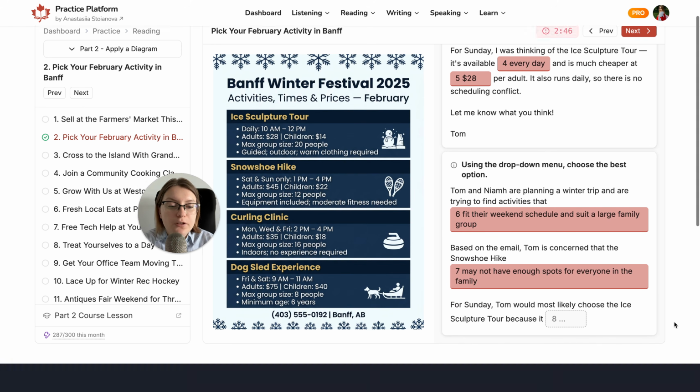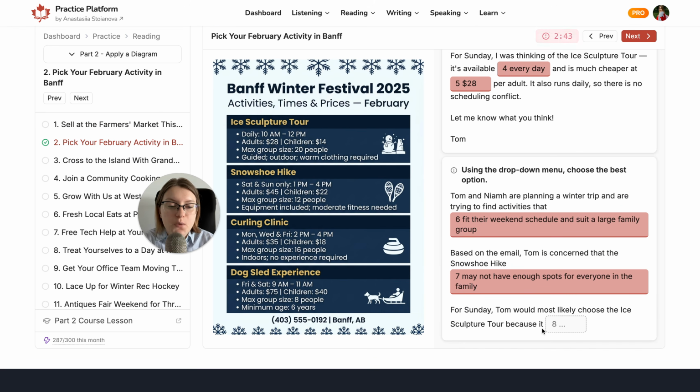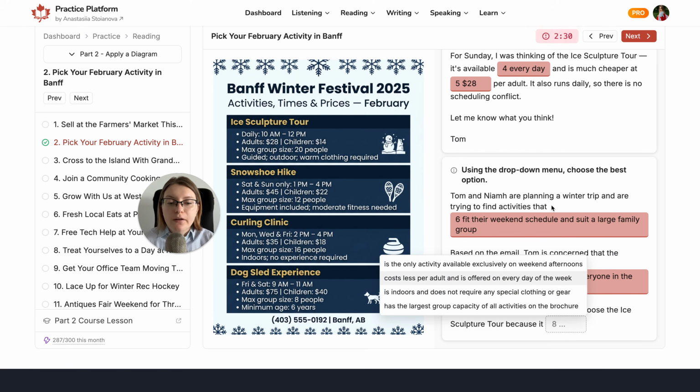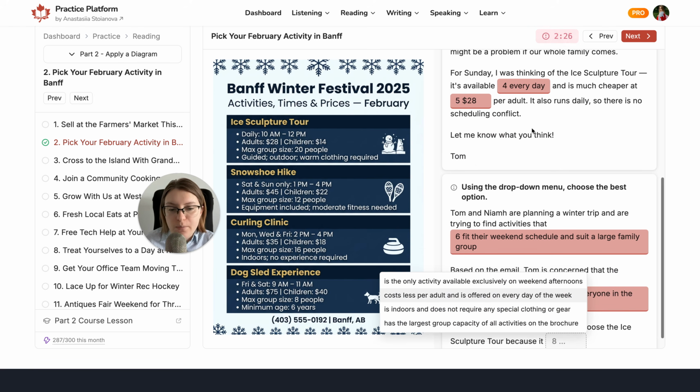Finally, we are moving on to the final question, to the last question. For Sunday, Tom would most likely choose the ice sculpture tour because, and again, double check, is much cheaper. It runs daily. There is no scheduling conflict. So there were several reasons here, but we always have to double check which one of them is mentioned. The only activity available on weekend? No, because it runs daily. It's not our answer. Cost less. Offered every day. Sounds about right.